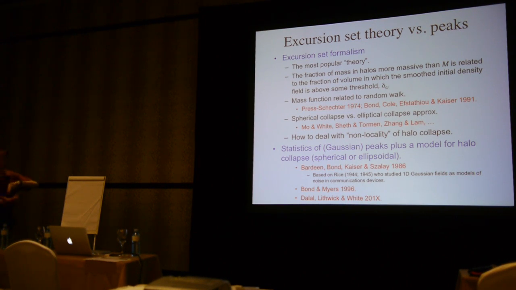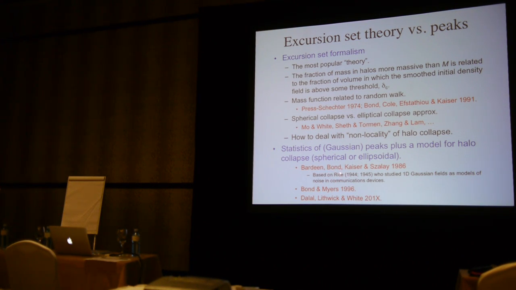The other way of looking at this problem is to take the statistics of your Gaussian peaks plus a model for halo collapse, be it spherical or ellipsoidal, and then count the peak statistics and relate those to the statistics of the underlying halos. And this was first really developed, the peak statistics were developed in this famous paper by Bardeen, Bond, Kaiser, and Szalay, which has, I don't know, now 5,000 citations or some such thing. Almost all of them not for the bulk of the paper, but for a fit that appears in like Appendix F or something of that paper.